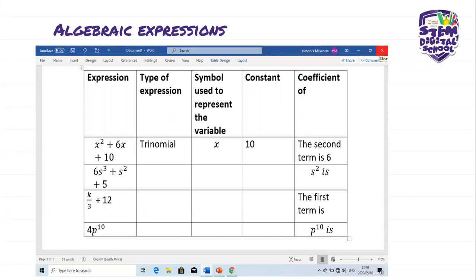Yes. Is there any constant? The constant is 5. Exactly. The constant is 5. So we can see that the value of 5 will not change. It's not affected by the different values of S. So it doesn't matter what the value of S is, but 5 remains the same. It doesn't change. Right, the last question there on the same one is the coefficient of S squared. What is the coefficient of S squared?